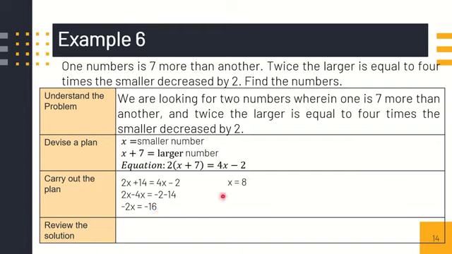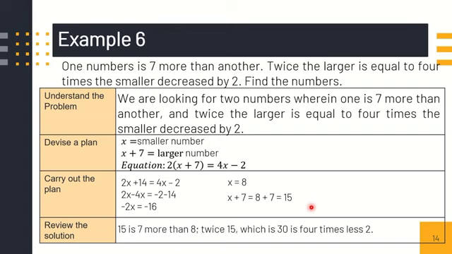Okay? So, yung smaller number natin is 8. And then, yung larger number natin is, so, kung x plus 7 yon, so, 8 plus 7, that is 15. Okay. So, one number is 7 more than another. Correct. So, therefore, 15 is 7 more than 8. Twice 15, which is 30, is 4 times 8 less 2. So, the two numbers are 8 and 15.